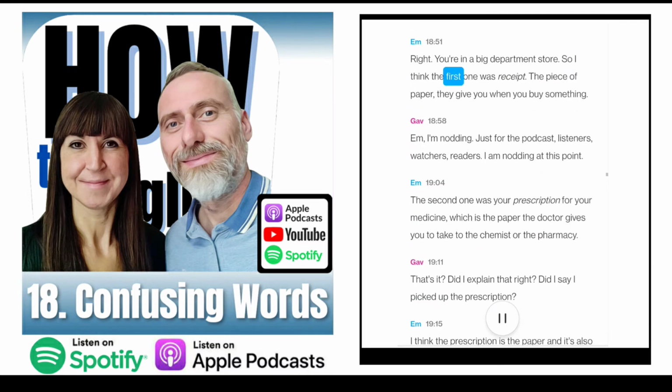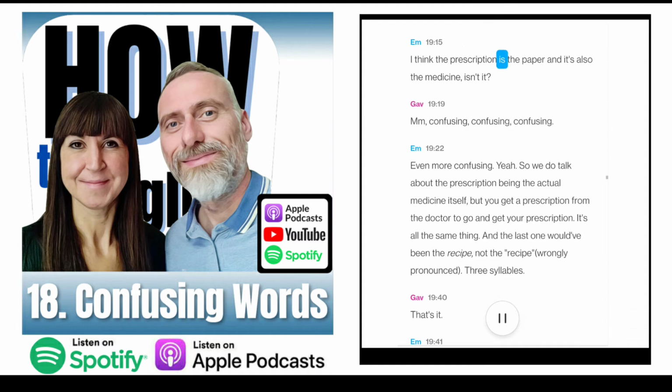So I think the first one was receipt, the piece of paper they give you when you buy something. I'm nodding. Just for the podcast listeners, watchers, readers, I am nodding at this point. The second one was prescription, which is the paper the doctor gives you to take to the chemist or the pharmacy. That's it. Did I explain that right? Did I say I picked up the prescription? I think the prescription is the paper and it's also the medicine, isn't it? Confusing.